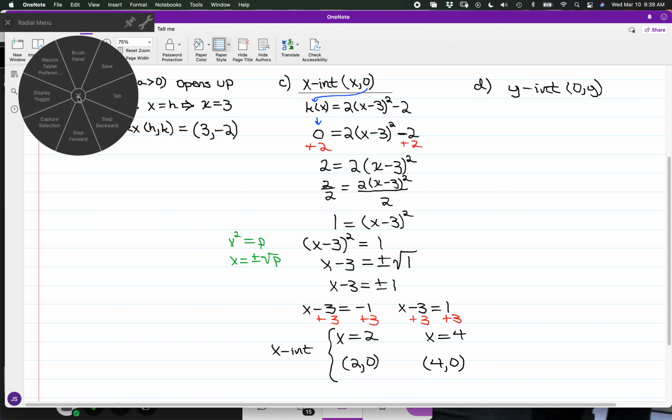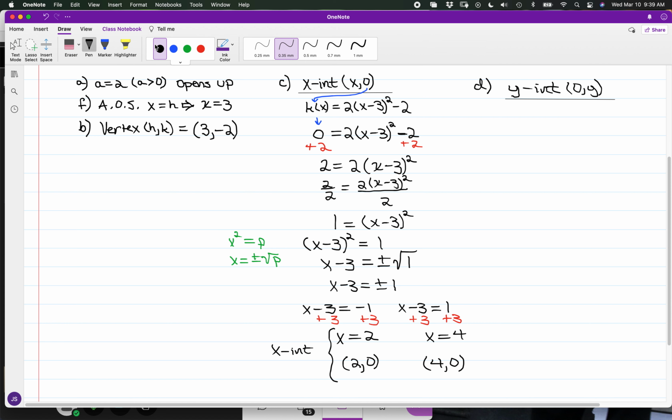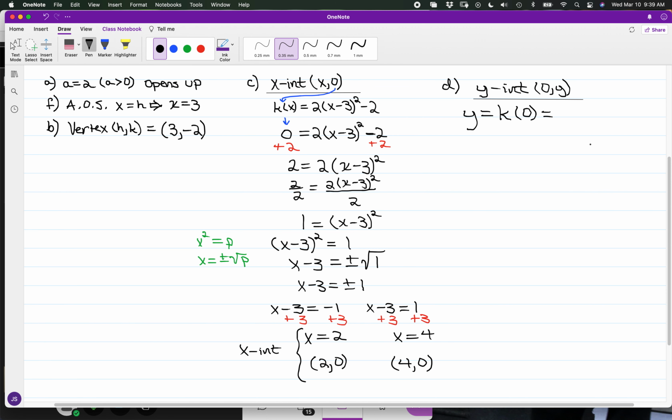Okay, and in the case of the y-intercept, again, y is represented by k of x, and now we're setting x to 0. So in this case, y is equal to k of x. Now k of x is going to be set to k of 0, since x is going to be set to 0. And following through, you have 2 times 0 minus 3 to the second, minus 2.